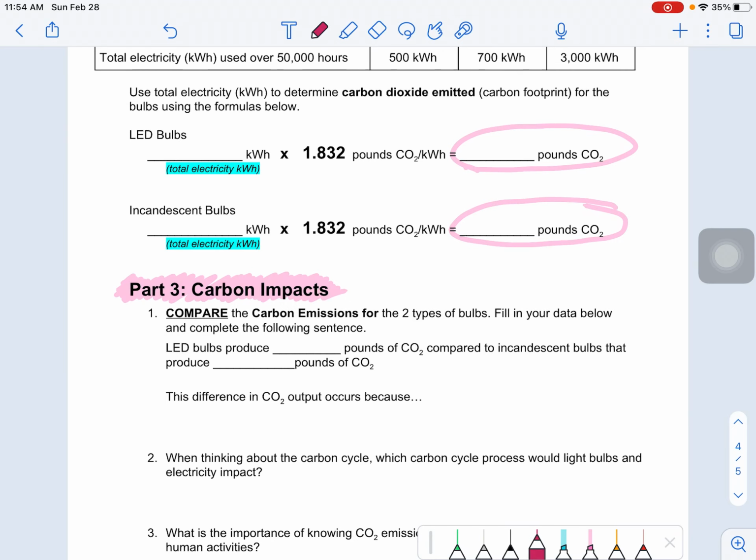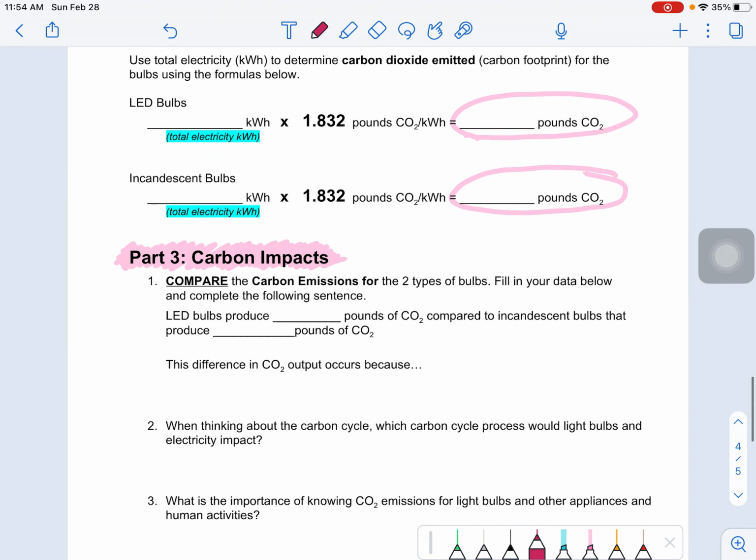why is that important? So compare the carbon emissions from the two types of bulbs and fill in your data below. LED, that was the top, so you can fill that one in, compared to incandescent, that produced your second one. And so just give a little explanation here of why they have a difference in CO2. They're both light bulbs, so what is happening to cause a difference in CO2?